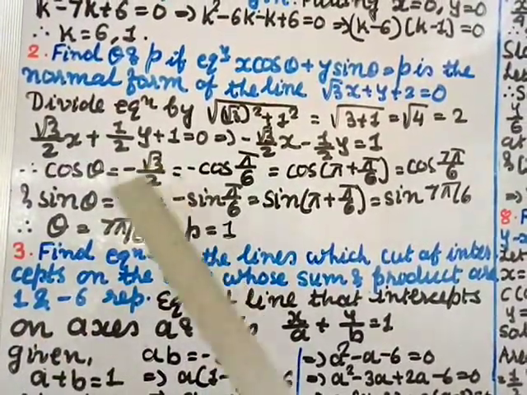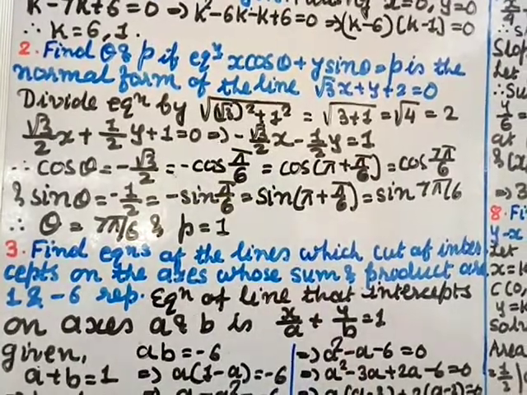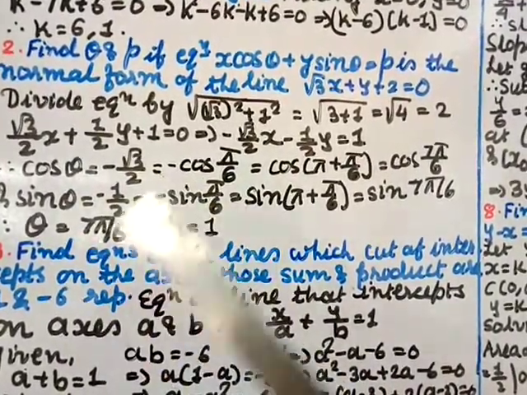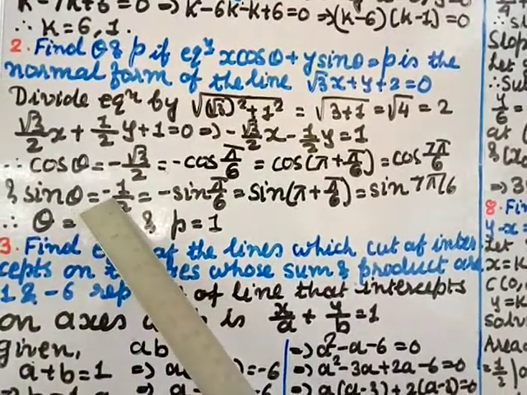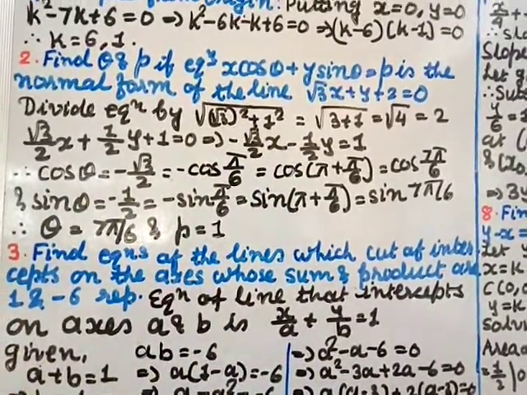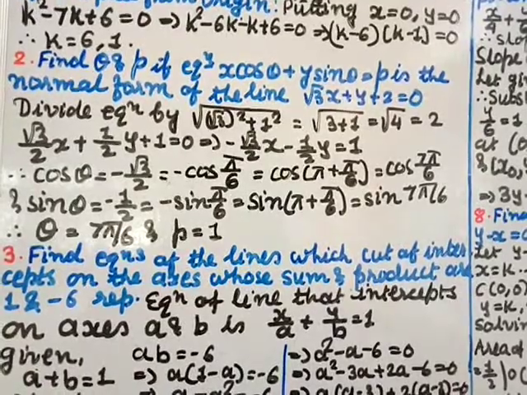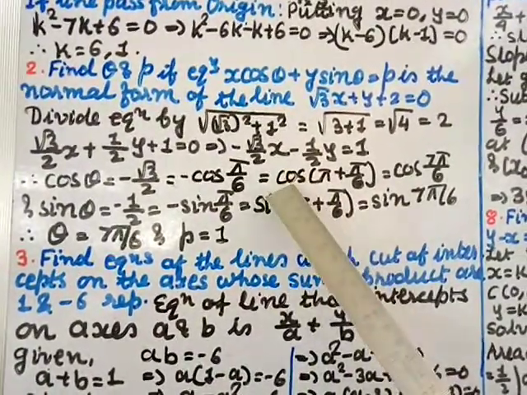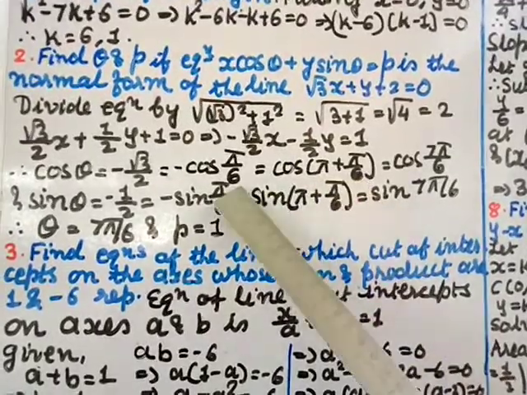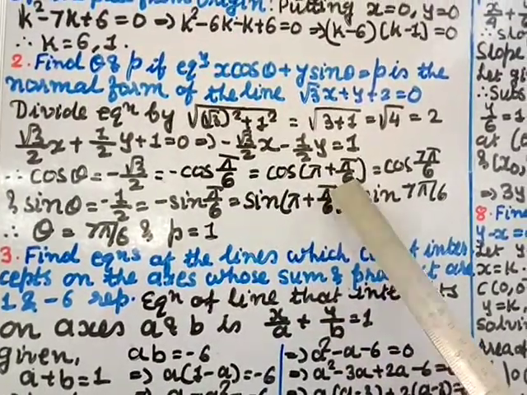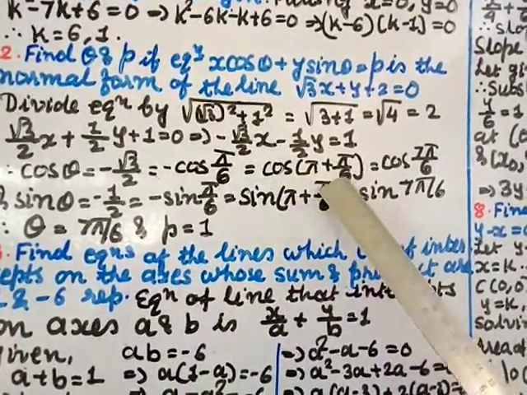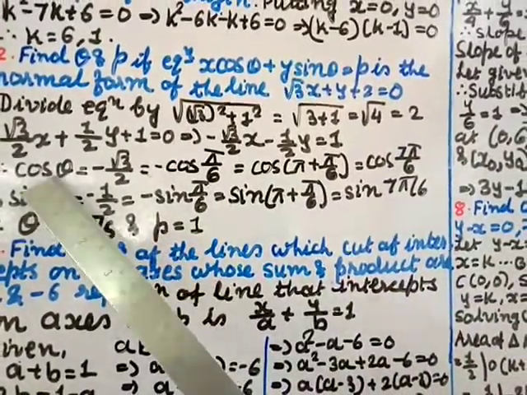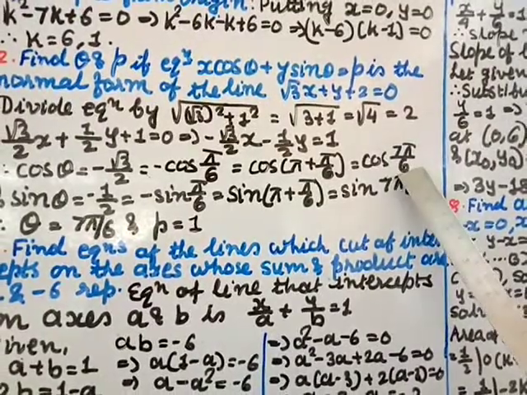So now I can write cos theta is equal to minus root 3 by 2. The cos value root 3 by 2 is cos pi by 6, or cos 30. Since cos is minus, and sine is also a minus value, both are negative in the third quadrant. In the third quadrant, the angle is of the form pi plus theta. Here theta is pi by 6. Take the LCM: 6 pi plus 1 pi is 7 pi by 6. So the theta value is 7 pi by 6.